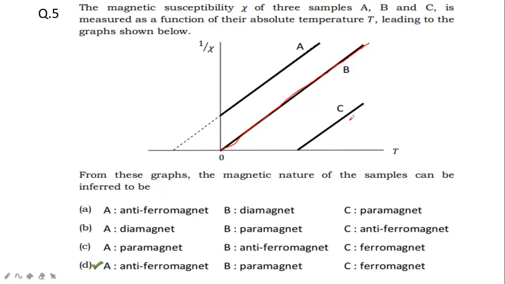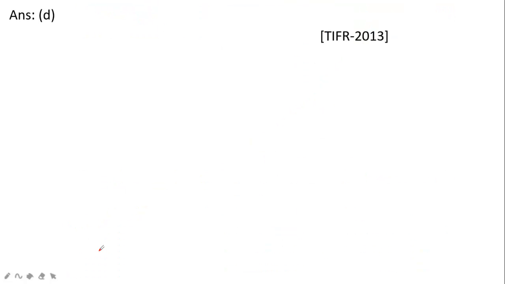By just viewing these four options, we get that if B is a paramagnet, then either option B or option D may be correct. We know that A is not a diamagnet. That is why option D is the correct one. So yes, option D. And this question was from TIFR 2013.